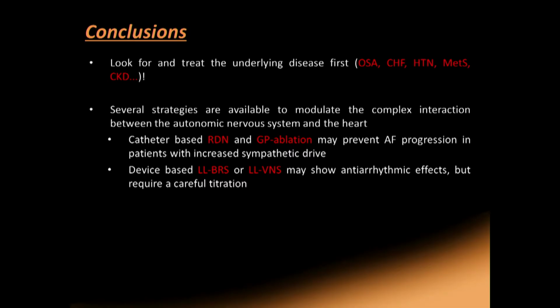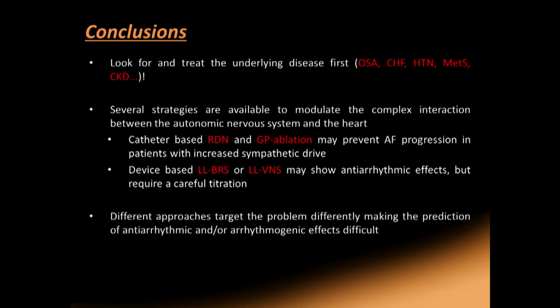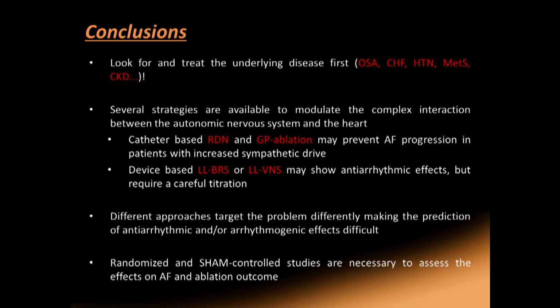Ladies and gentlemen, I would like to summarize that probably the very best way is to look and treat the underlying disease first, before you try to modulate the autonomic nervous system in another way. There are a lot of strategies to modulate the autonomic nervous system, and the complex interaction like renal denervation or GP ablation might play a role there. Baroreceptor stimulation and vagal nerve stimulation is really critically dependent on the intensity, how you use it. Different approaches target the problem differently, and finally, randomized and sham-controlled trials are necessary to further investigate the effect of autonomic nervous system modulation in atrial fibrillation.